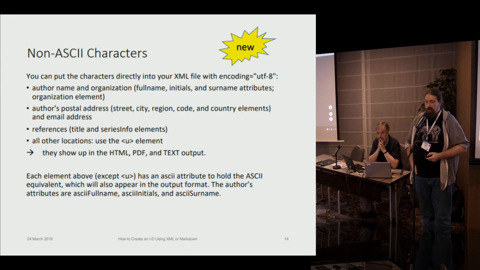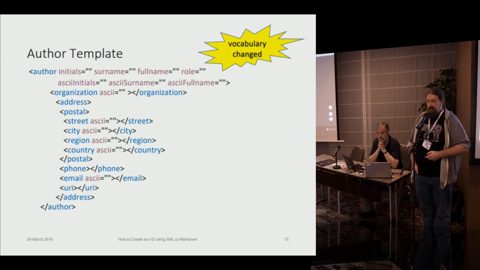So here's an updated author template. As you can see, there's the normal things we've been used to. Now surname, plus surname and full name, all are ASCII, but with these new ASCII attributes, we'll put in the ASCII versions of whatever Unicode values you have put in.